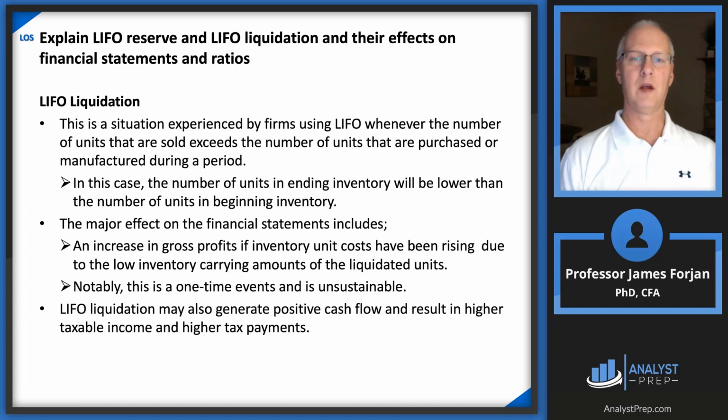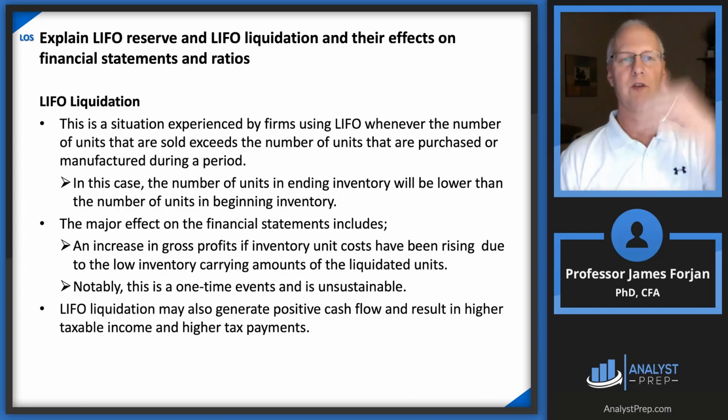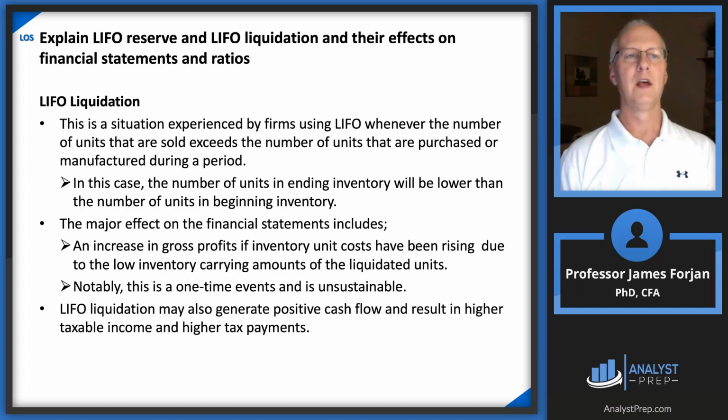And this is a scenario under which firms that use LIFO have the number of units sold exceeds the number of units that are purchased or manufactured during that period. So I want you to think of it this way. Let's suppose that we have a company that has a cost of goods sold of, let's say, $10. And this firm is able to sell their units at $100. Okay, so think about this. It's costing $10 and they're selling at $100. So they do the 100 minus the 10 to determine profitability and the tax liability.